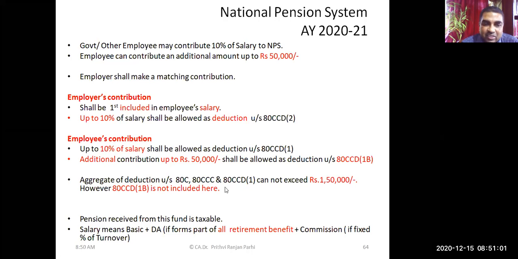1,50,000. And for 80CCD(1B), what is the limit? 80CCD(1B), the 2 lakhs? No, not 2 lakh. For 1B, it is 50,000. Both taken together, it is 2 lakh. But if I'm asking for 80CCD(1B), then it is 50,000.